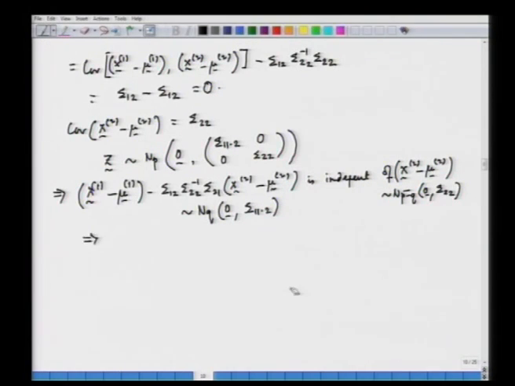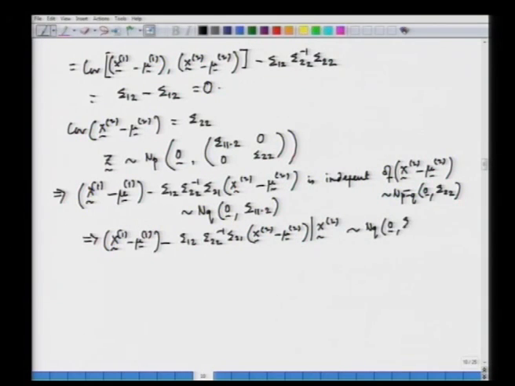So, I can say that the conditional distribution of x1 minus mu1 minus sigma 1 2 sigma 2 2 inverse sigma 2 1 times x2 minus mu2, given x2, that is the conditional distribution, is the same as the unconditional distribution, and this too follows a normal q with mean 0 and covariance matrix sigma 1 1 dot 2.